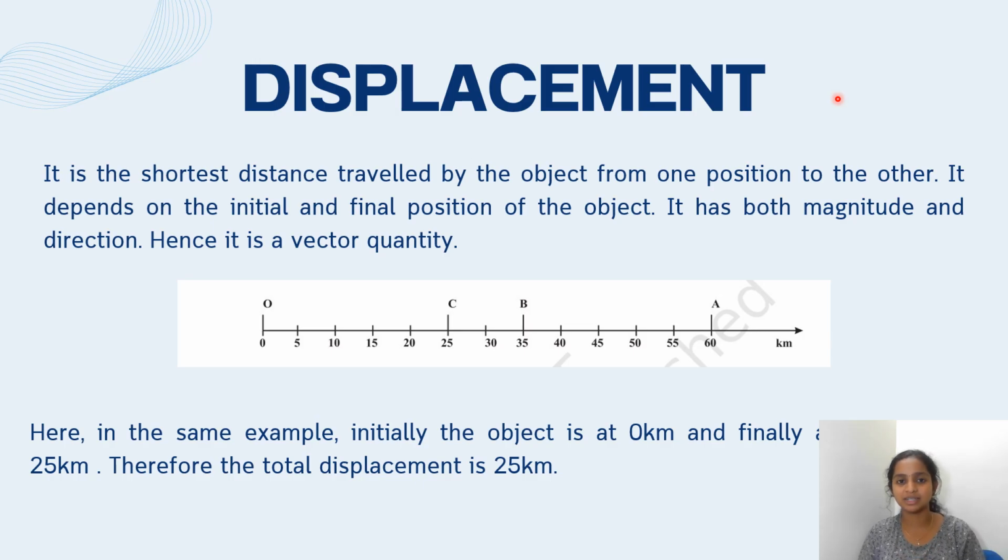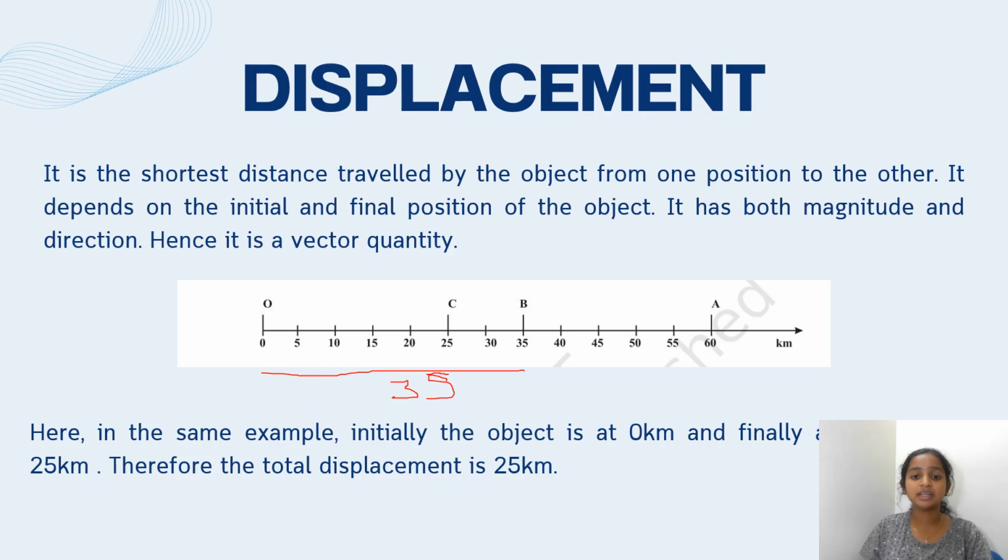And displacement is a vector quantity. We look after the direction as well. And it depends on the initial and final position of the object. With the same number line, we can describe displacement as well. How? Let us check. So the object is at position 0 or O. Then it is moving towards B, and it reached this position 35. So this is 35 kilometer.